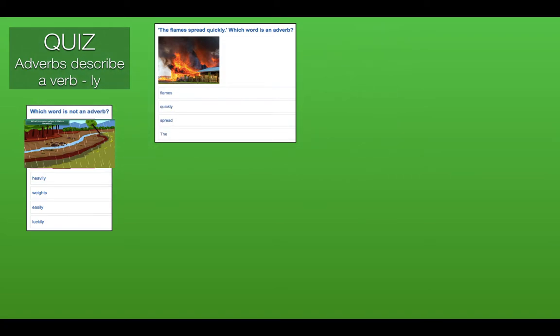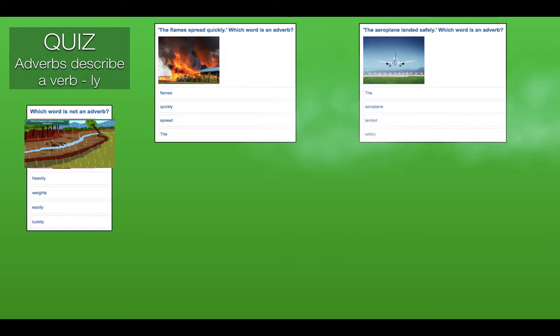Number 2, the flames spread quickly. Which word is an adverb? Is it number 1, flames, number 2, quickly, number 3, spread, or number 4, the? Number 3, the aeroplane landed safely. Which word is an adverb? Is it number 1, the, number 2, aeroplane, number 3, landed, or number 4, safely?